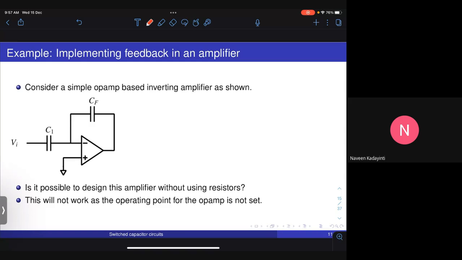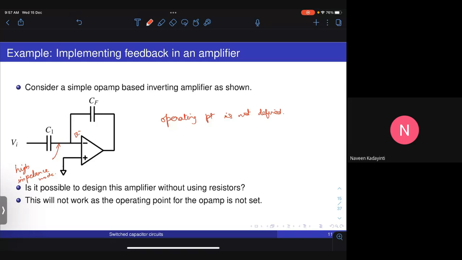Okay, so the operating point of this input side will not be fixed because this is a high impedance node. So basically the operating point is not defined. This node V minus can take any value of voltage in this circuit, and that will result in the circuit not working properly.